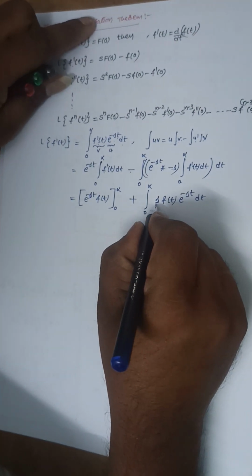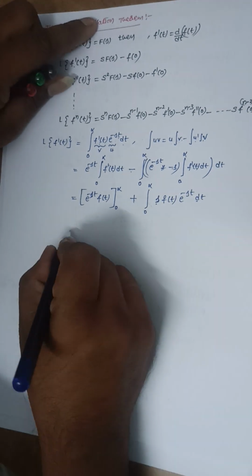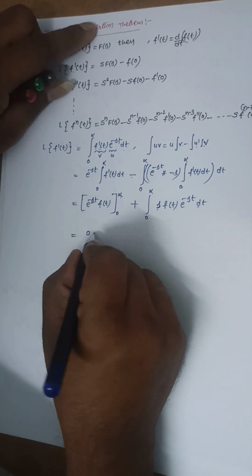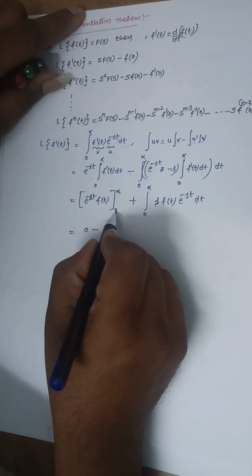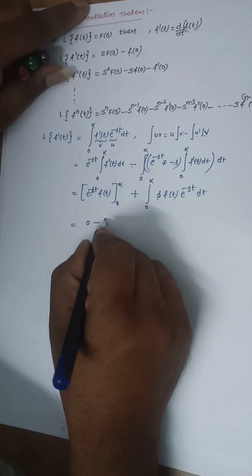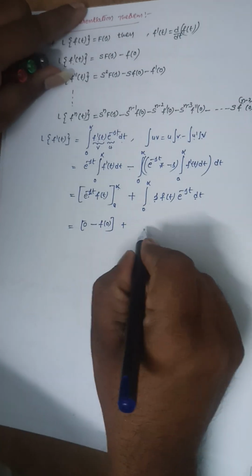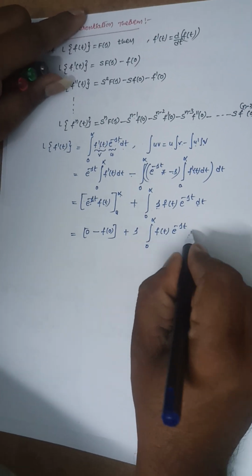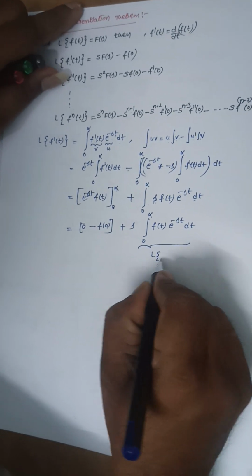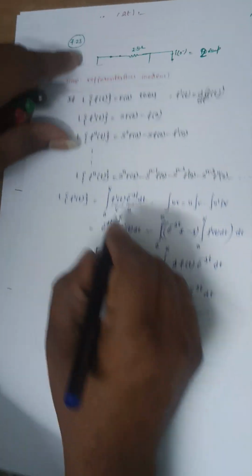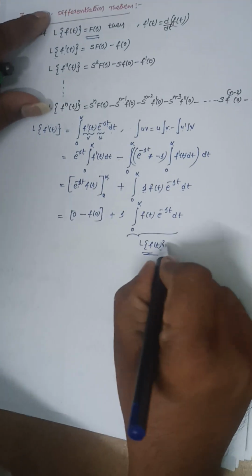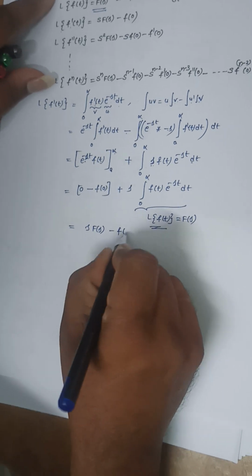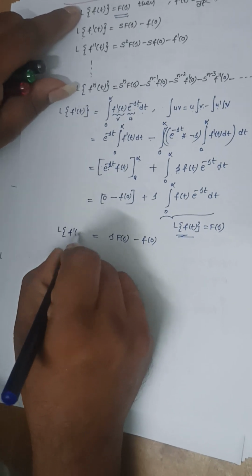Here s is a constant, not a function of time, so I can take it out of the integration. Substitute the upper limit: e power minus infinity is 0. Minus, if I substitute the lower limit, e power 0 is 1 into f of 0, so it is minus f of 0 plus s times the integral 0 to infinity of f of t e power minus st dt, and we know that this is the Laplace transform of f of t, which is F of s. So this will be s into F of s minus f of 0. This is the Laplace transform of f dash of t.